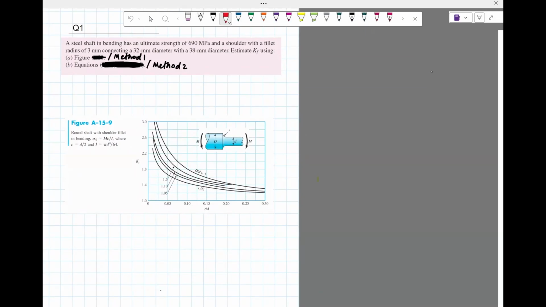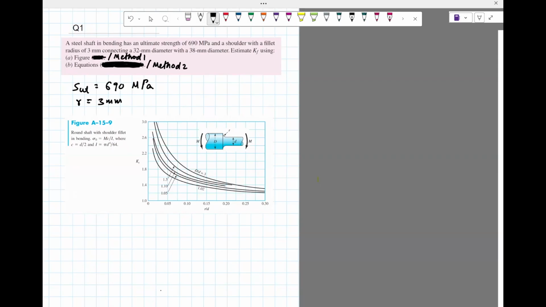Okay, a steel shaft in bending has an ultimate strength of 690, so S_UT is 690 megapascals, and a shoulder with a fillet of radius 3 millimeters.